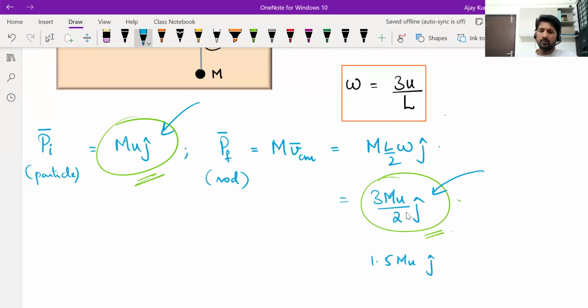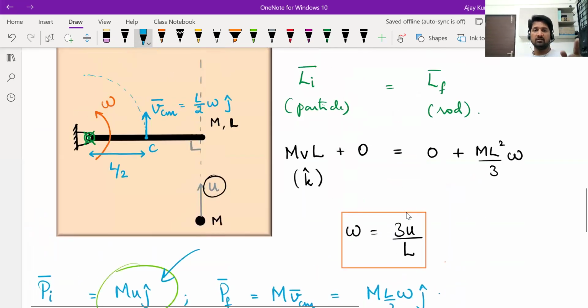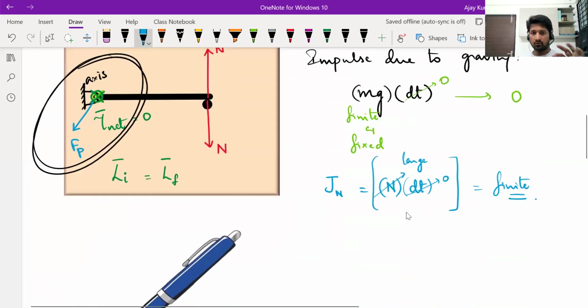So from 1 mu, it became 1.5 mu, meaning the change in momentum, the extra momentum that it got, is 0.5 mu in the j cap direction. Now, who would have given this momentum to the system? The net force acting on it. And the net force acting on it is the force exerted by the pivot, whose direction we did not know. Randomly, I drew the arrow this way for FP.